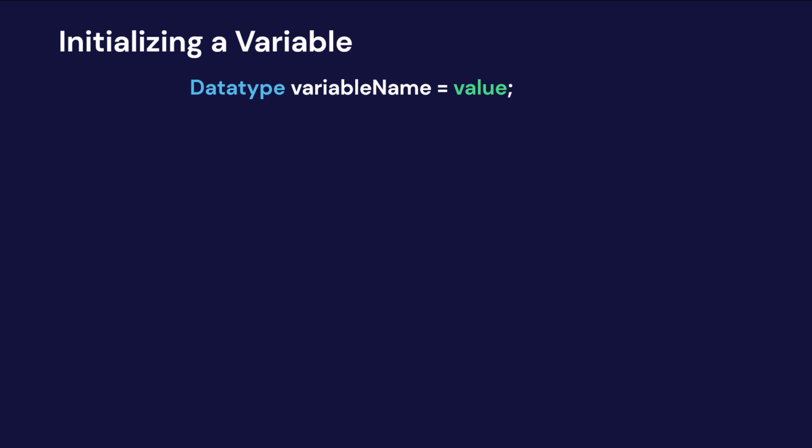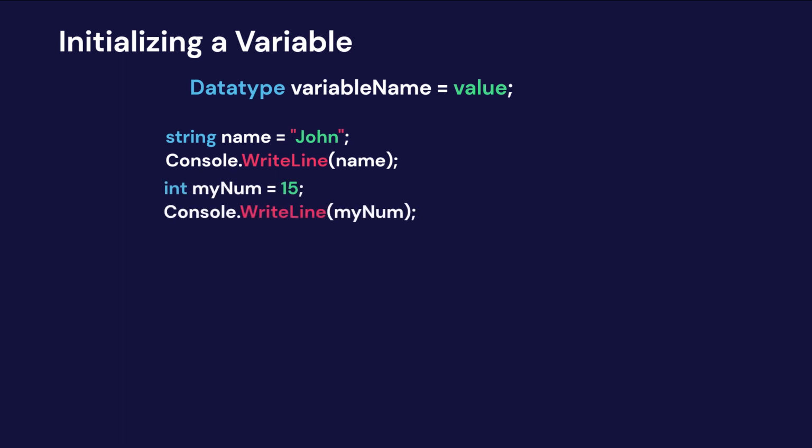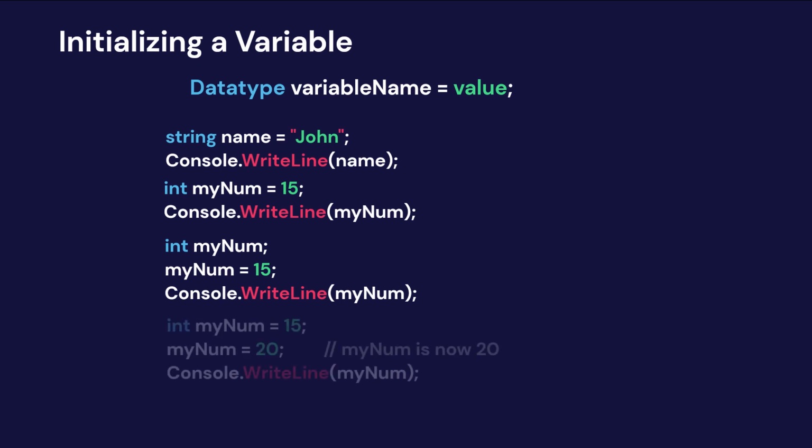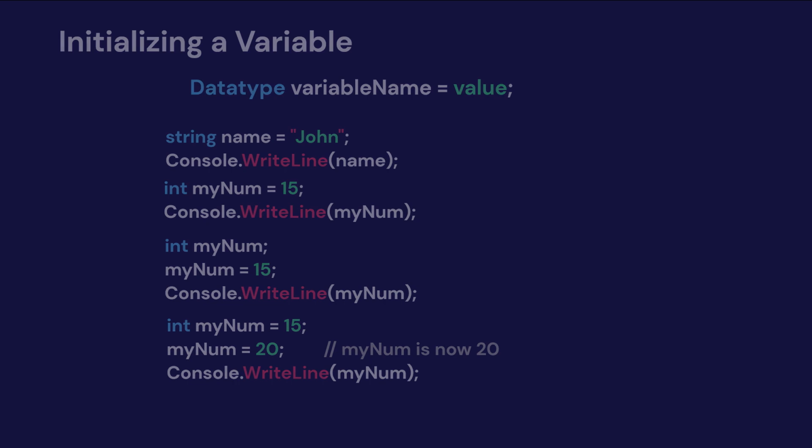The examples below show how you can initialize a variable at the point of declaration. Creating a variable called name of data type string and assigning it the value John. Creating a variable called mynumber of data type int and assigning it the value 15. You can also declare a variable without assigning the value, and assign the value later. Note that if you assign a new value to an existing variable, it will overwrite the previous value.